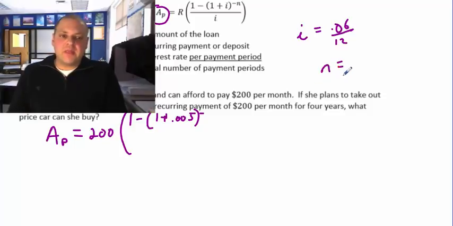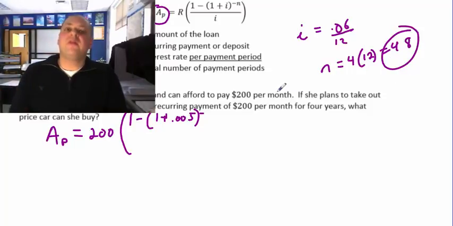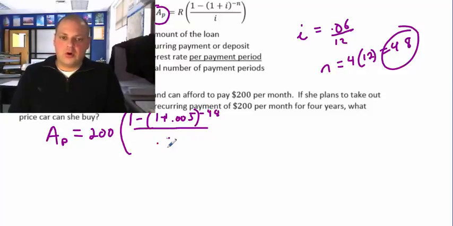N is 48 because it's 4 years, and then, of course, monthly payments. So if you pay for 4 years every month, 4 times 12, there's going to be 48 total payments you have to make. So raised to the negative 48 over that 0.005. All right?